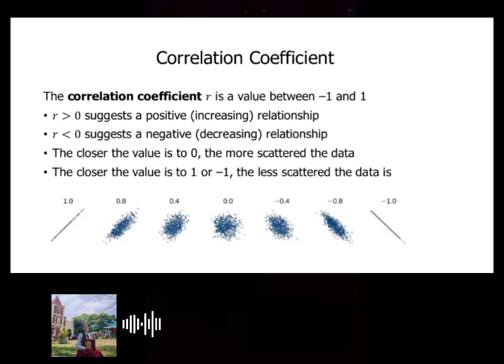Correlation coefficient. The correlation coefficient r is a value between -1 and 1. r greater than 0 suggests a positive or increasing relationship. r less than 0 suggests a negative or decreasing relationship. The closer the value is to 0, the more scattered the data. And the closer the value is to 1 or -1, the less scattered the data is.